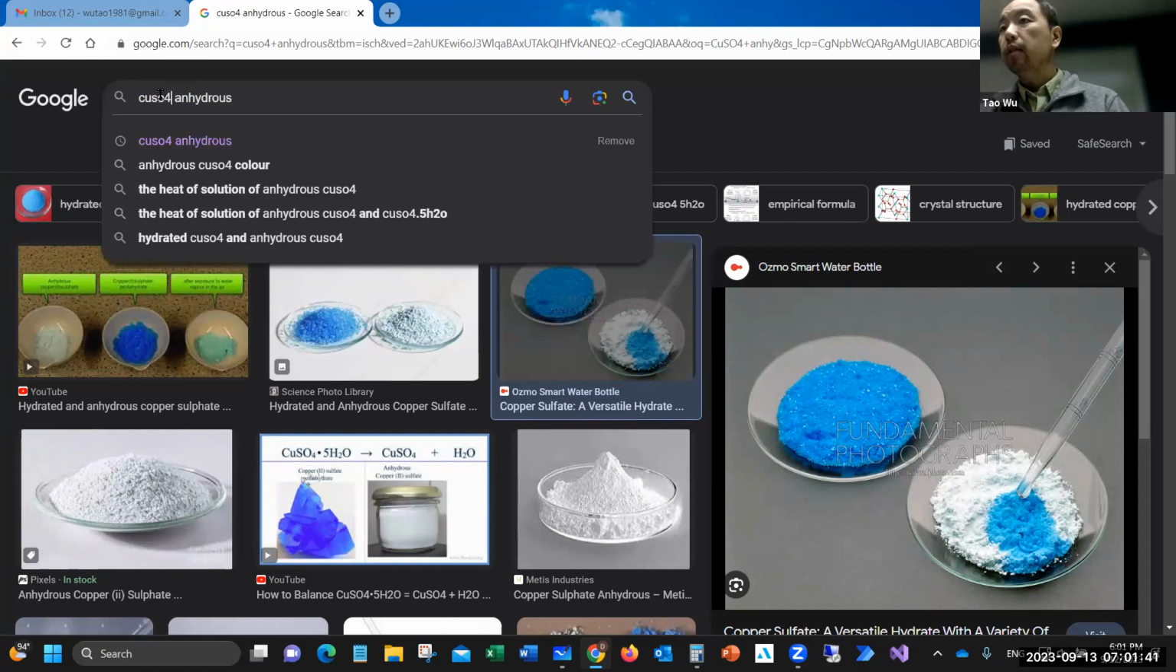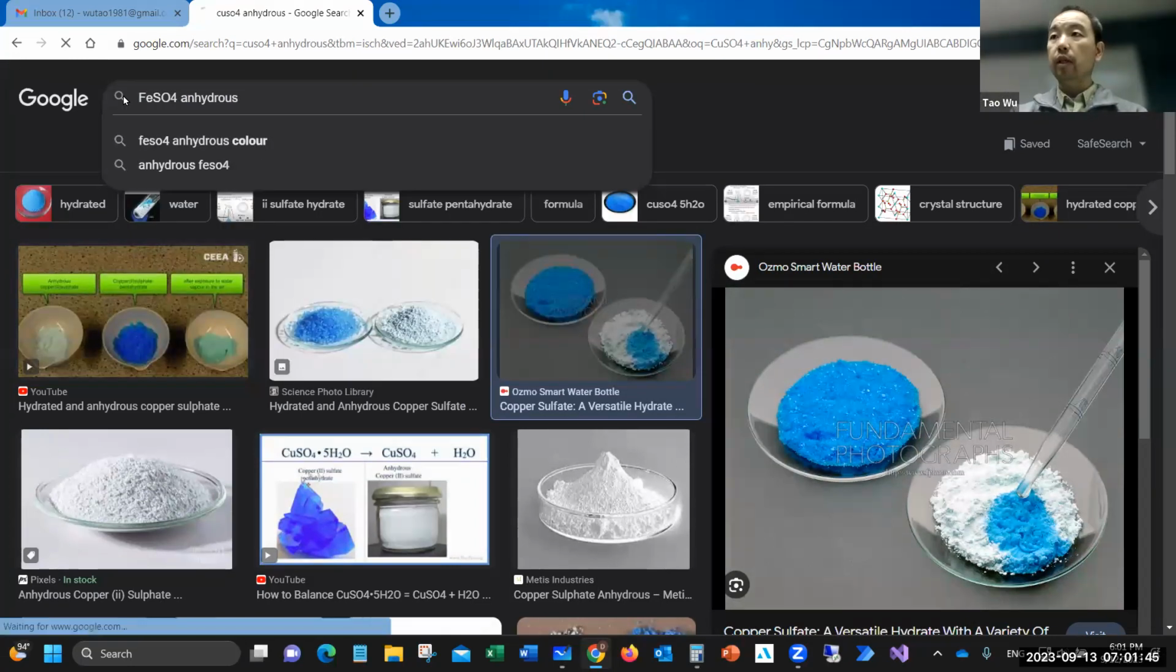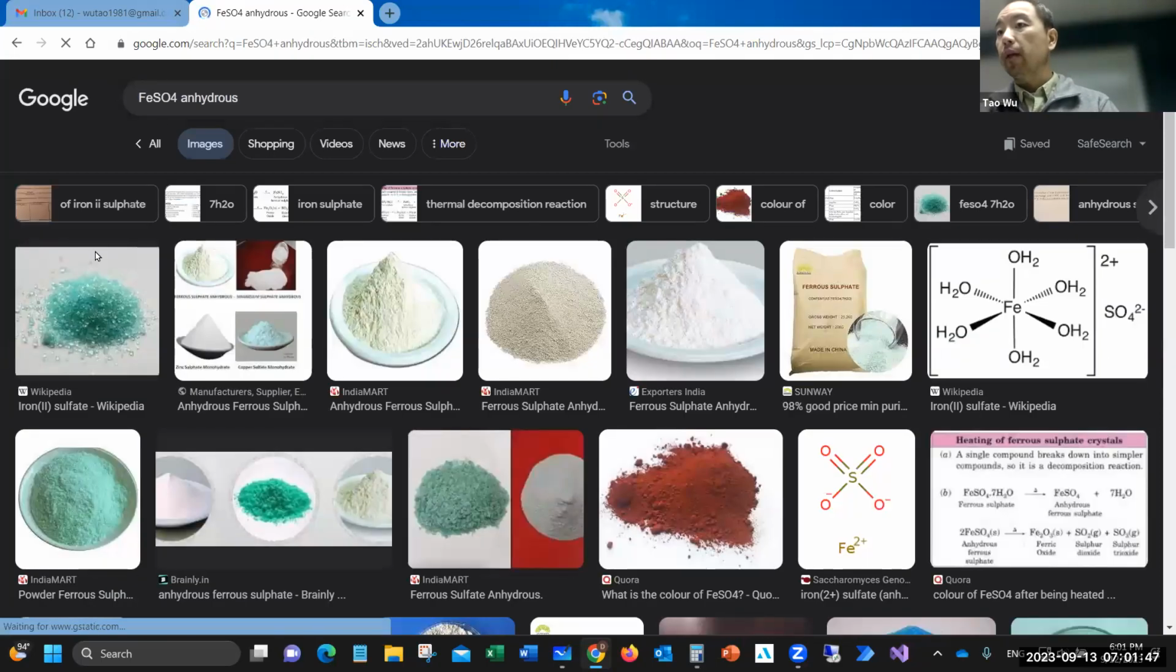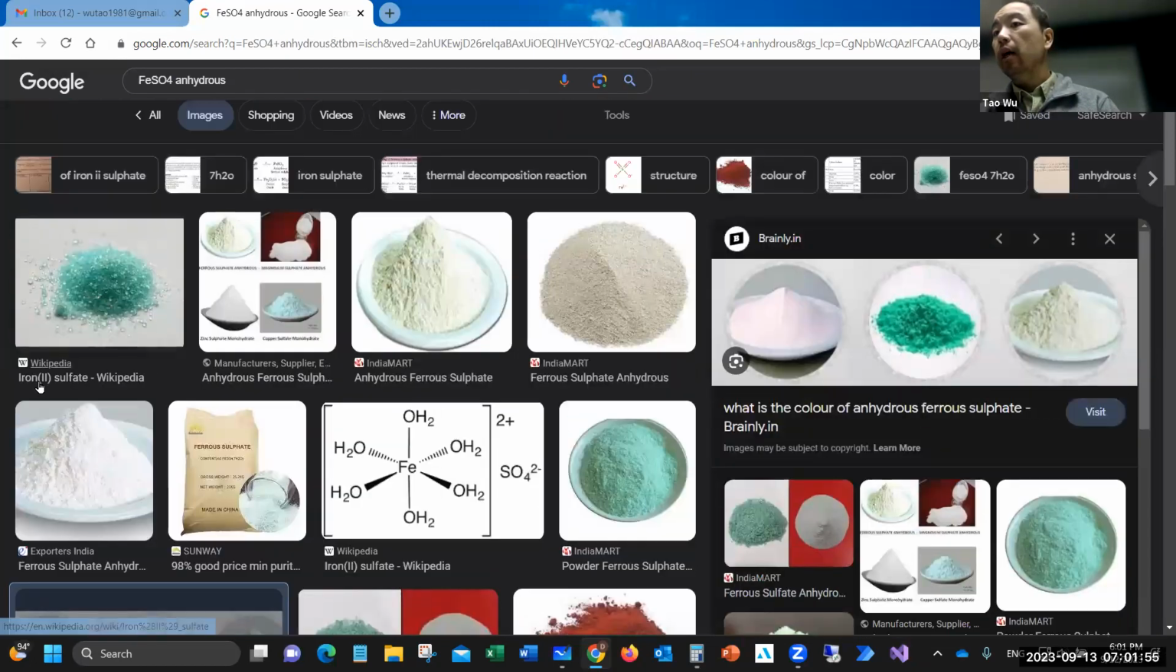And if you're looking at some of the others, FeSO4, it's the same thing. This is the blue color. Again, this green color is iron 2 sulfate hydrate. Okay, this is called the heptahydrate. But if you remove the water, then it's just the powder. Okay, so those are two different things.